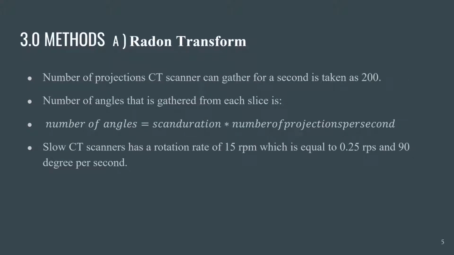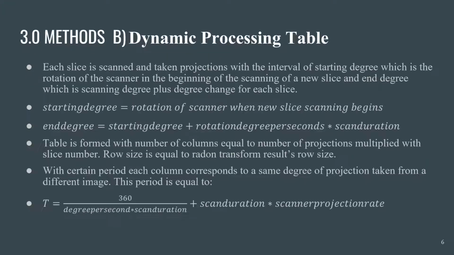The number of projections a CT scanner can gather per second is taken as 200, which can change from scanner to scanner. The number of angles gathered from each slice is scan duration multiplied by the number of projections per second. Slow CT scanners have a rate of 15 RPM, which is equal to 0.25 RPS, which is equal to 90 degrees per second.